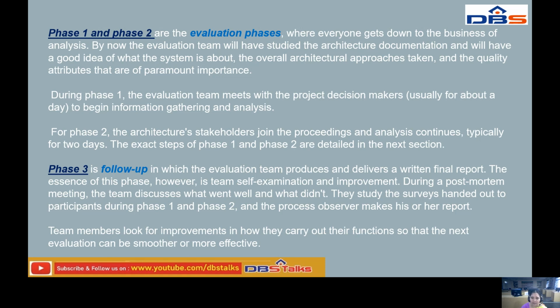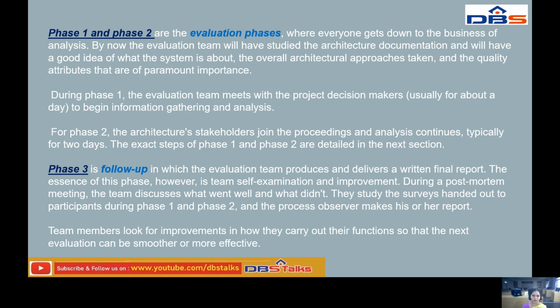They discuss what we can do better, and what we should not do. They studied the surveys handed out to the participants during phase 1 and phase 2, and the process observer makes his or her report. So while phase 1 and phase 2 are happening they can survey something, okay, according to their observations. Based on that they can make the report.